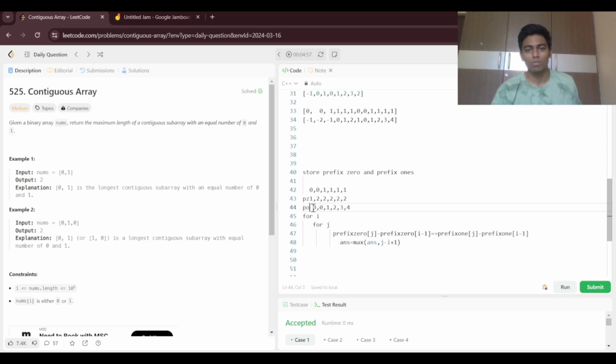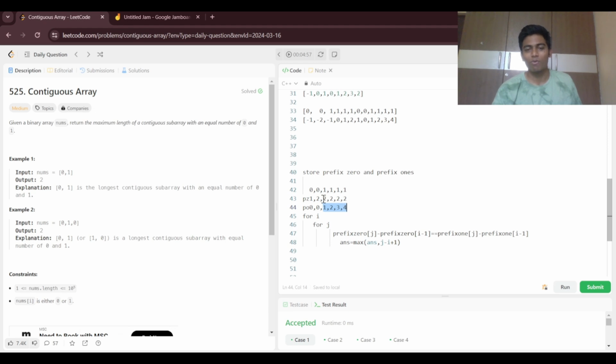This is going to store the prefix 1, and the above is going to store the prefix 0. And then the number of zeros will be dependent upon this. Suppose we want to calculate the number of ones from here, then we are going to consider 4, and whenever we subtract the previous index, which is i minus 1, we are going to get the number of ones which are present here.